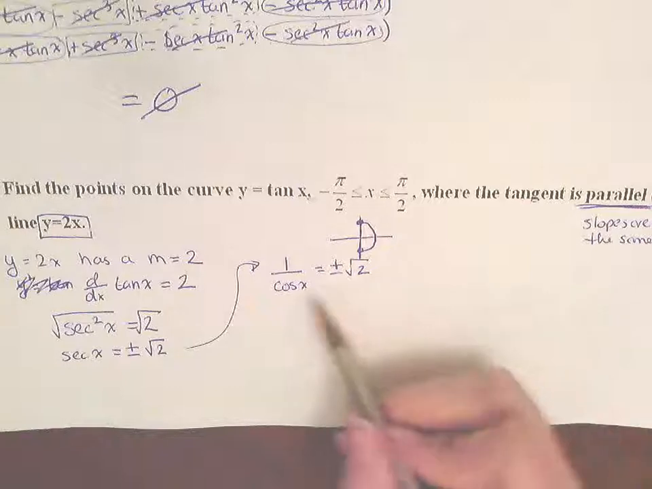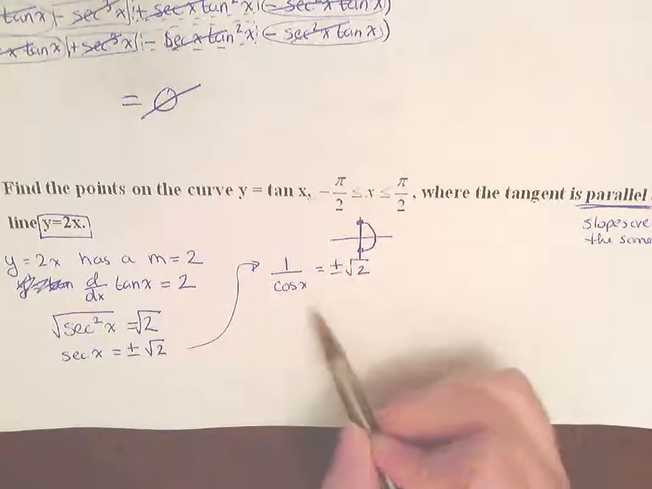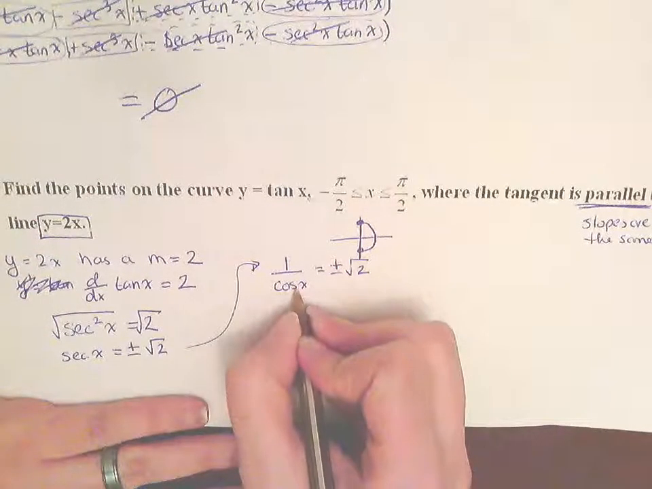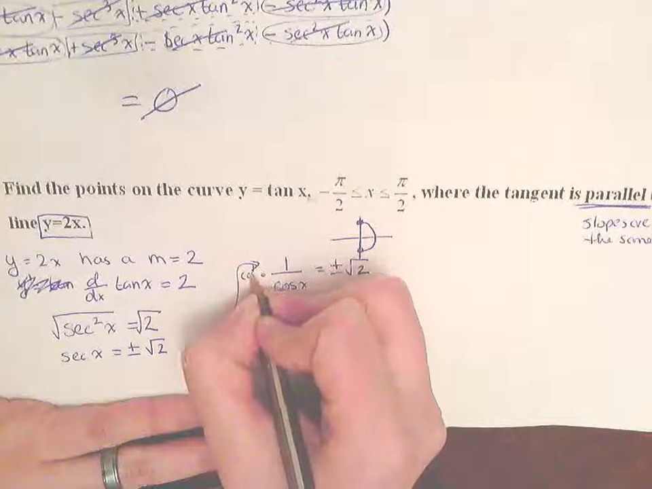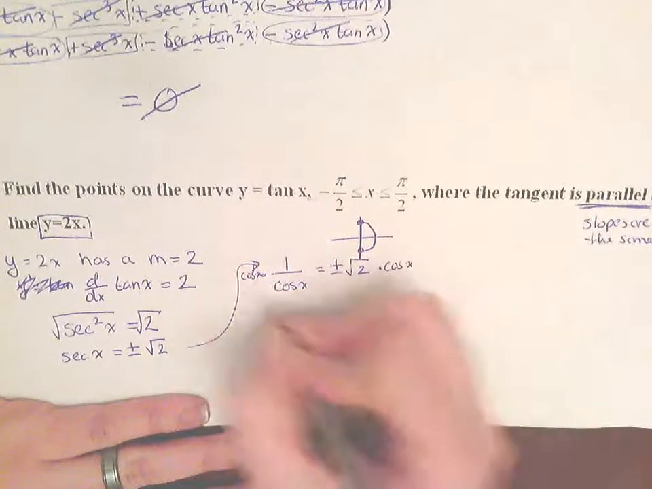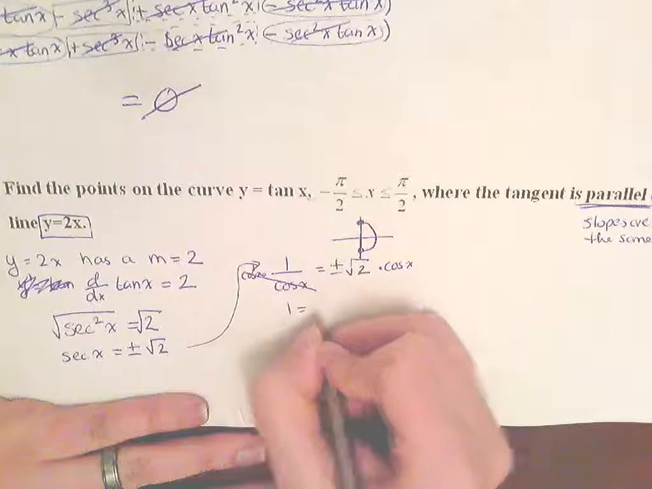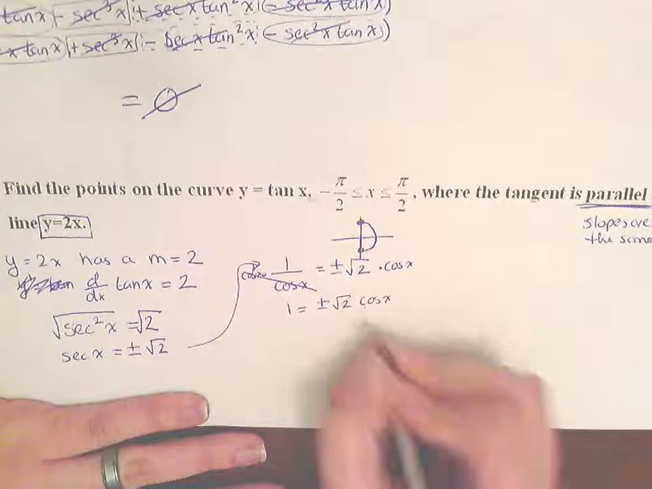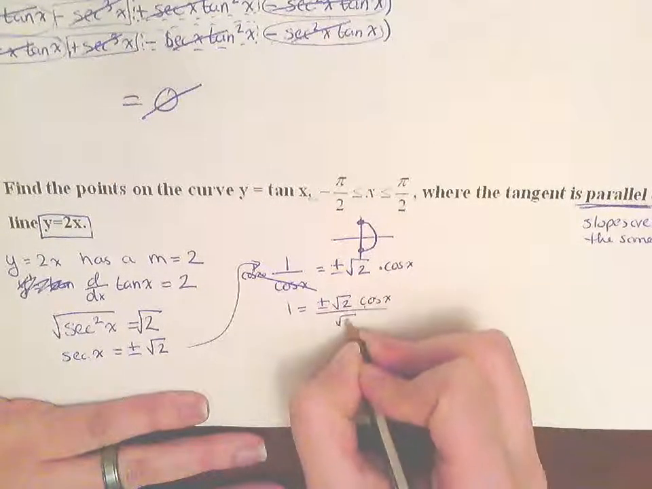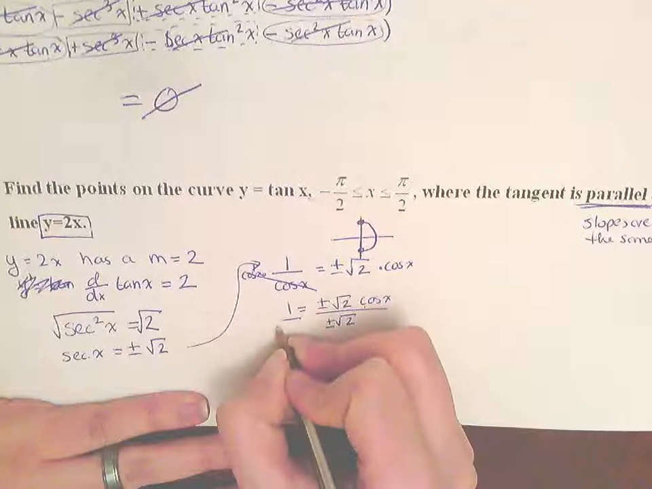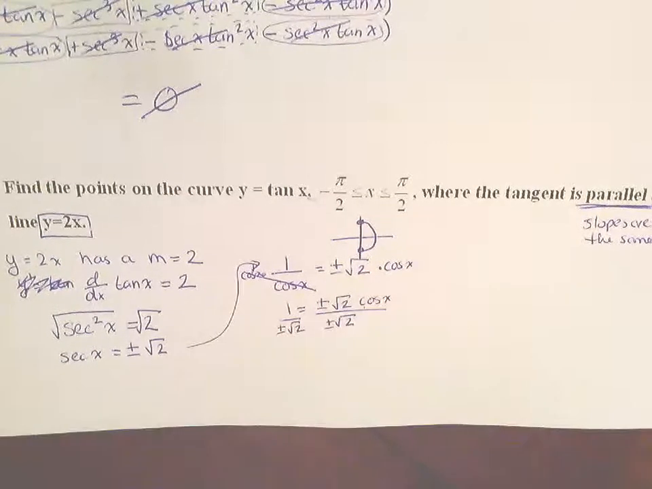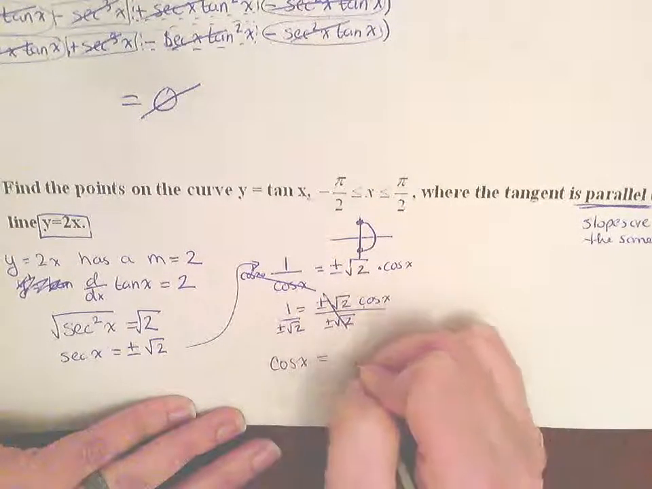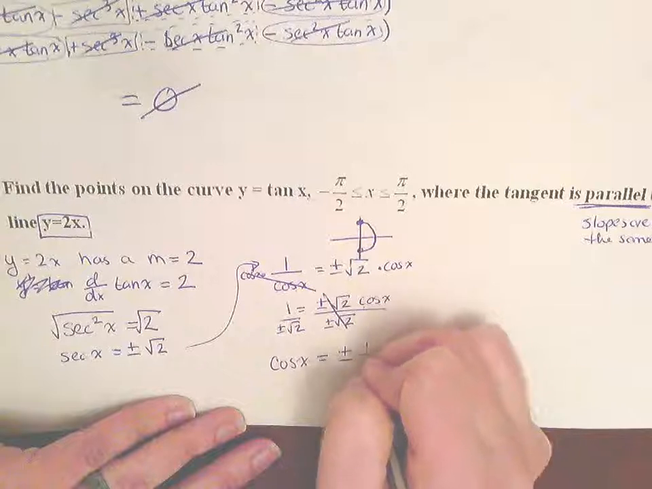Okay? So now how are we going to get this equation to say cosine of x equals this stuff? I'm just going to solve this algebraically. So I multiply both sides by cosine of x, so that way cosine of x is out of the denominator. We get 1 equals plus or minus square root of 2 cosine of x. And now I want to get cosine of x by itself, so I'm going to divide both sides by plus or minus square root of 2. Okay? So now we know that cosine of x equals plus or minus 1 over square root of 2.